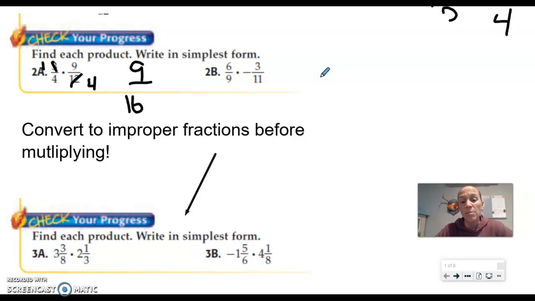So 2b, maybe I wouldn't. Maybe I would just do 6 times 3 is 18, 9 times 11 is 99, 18 over 99. Or I could simplify the 3 and the 9 now. There's also a negative in that one, but that shouldn't really matter. It's just going to make your answer be negative. So I want to move on to mixed numbers.